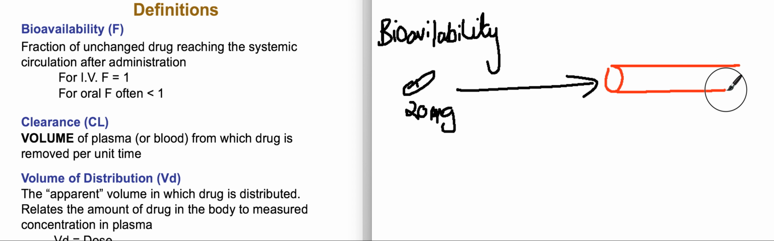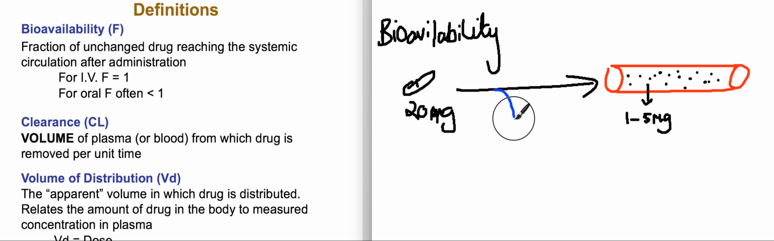Here's our blood vessel. So bioavailability is how much of this drug reaches the systemic circulation, and usually a very low amount. This could be somewhere between 1 and 5 milligrams, and the rest is what you call excreted. So the rest is excretion.